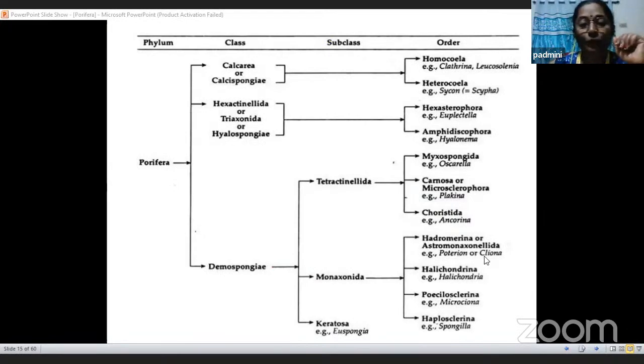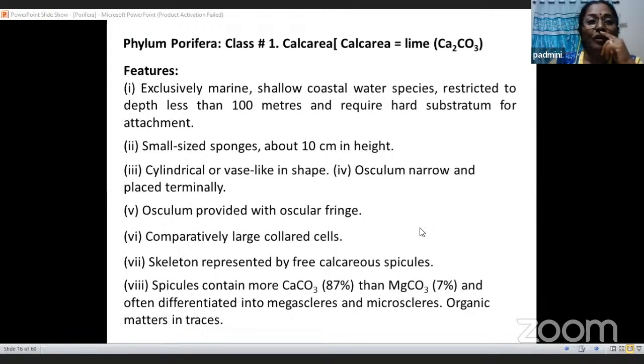Fine. So this is the picture that I was talking about: calcareae, hexactinella, and demospongia. And these are the orders that they are divided into. So phylum Porifera, class calcareae. We'll talk a little bit about the different classes. I'll just quickly go through them so that we can talk about the canal system, because I'm very much worried about the canal system.